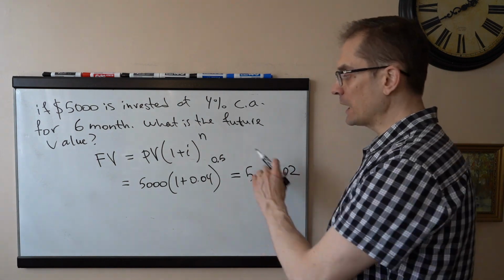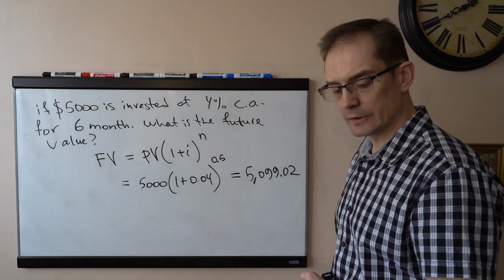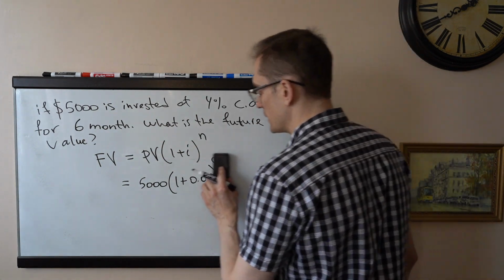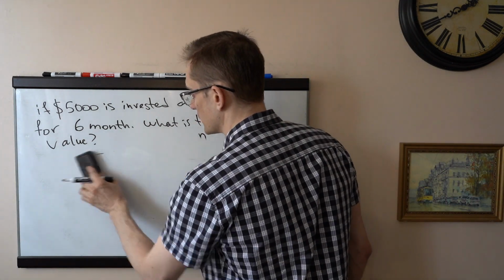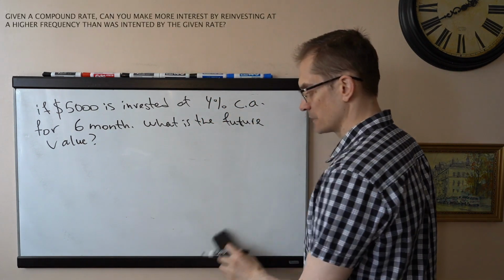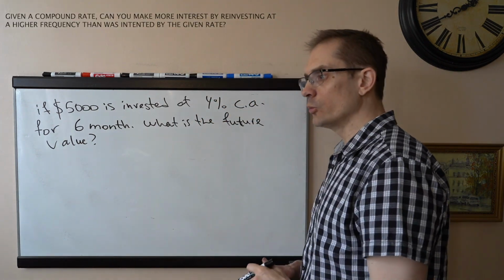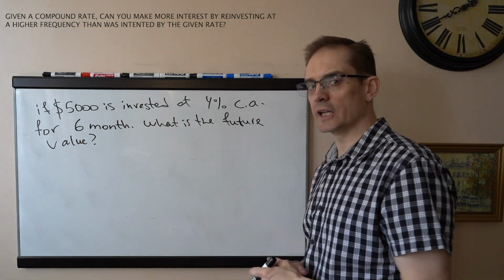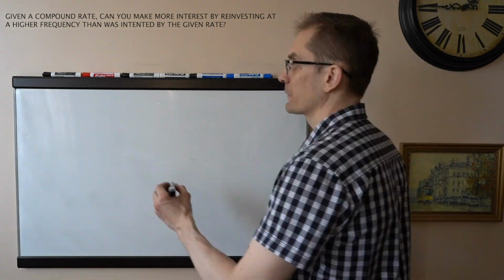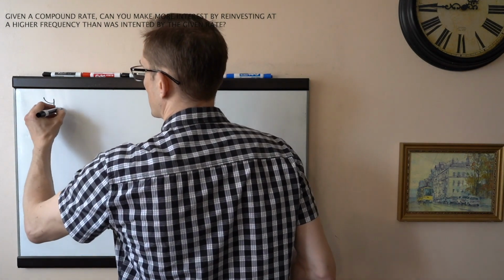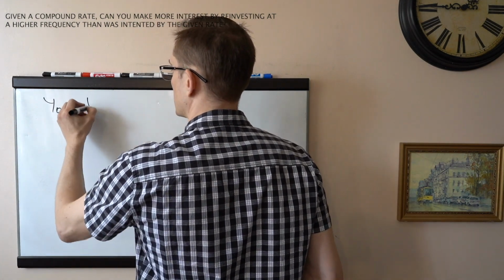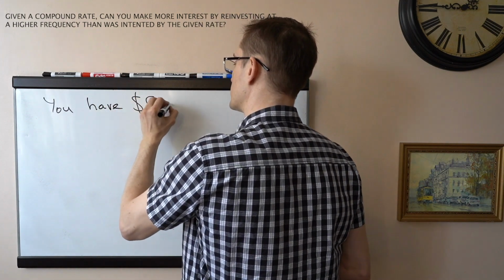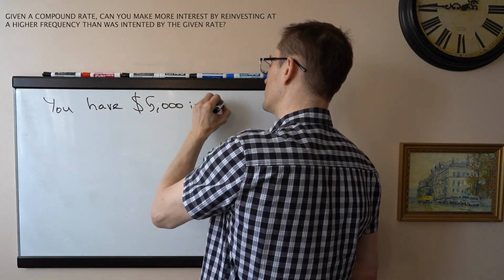Okay? Now, why is this situation so important? This is important because since the bank uses the compound interest formula, you will not be able to generate for yourself a better rate by reinvesting more frequently. Let's take this example. You have 5,000 in the account.